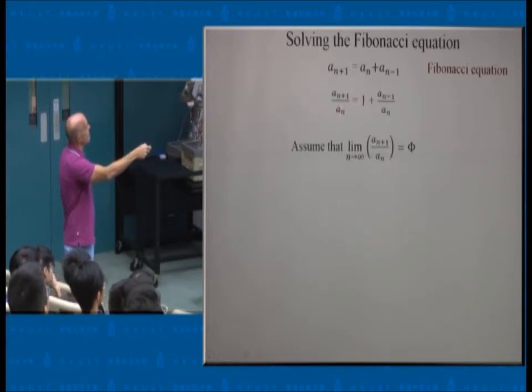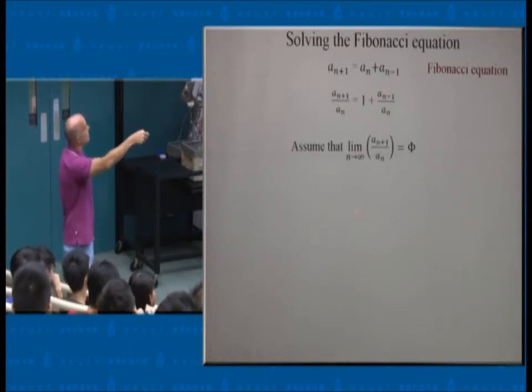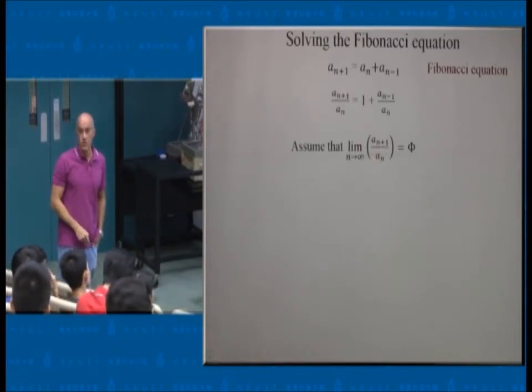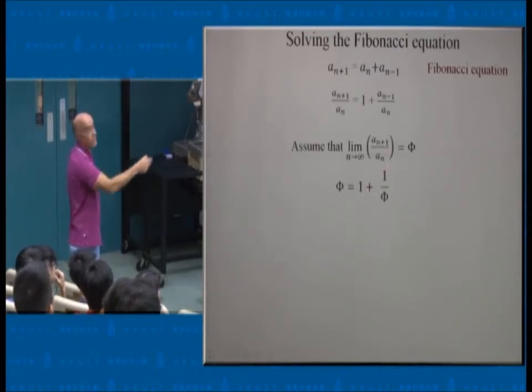Okay? Phi equals 1 plus, and then what is this thing? This thing is the reciprocal of a sub n divided by a sub n minus 1, right? So it's the larger one divided by the smaller one in the sequence, but the reciprocal of that. And n goes to infinity, so it doesn't matter whether this is a n plus 1 over a n, or this is a n over a n minus 1, or this is a n minus 2 over a n minus 3. It's the same number, right? N goes to infinity. Okay. So the Fibonacci equation becomes phi equals 1 plus 1 over phi.